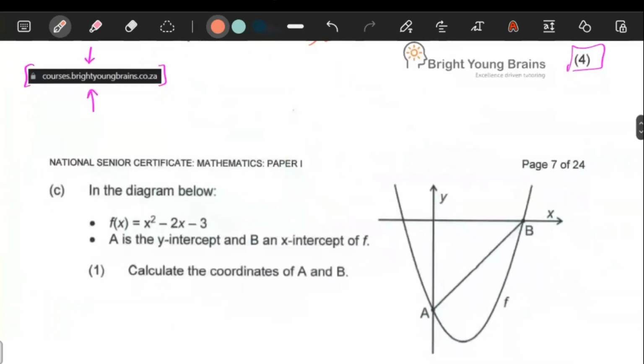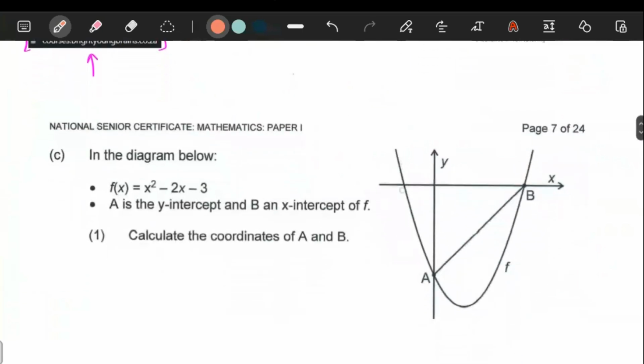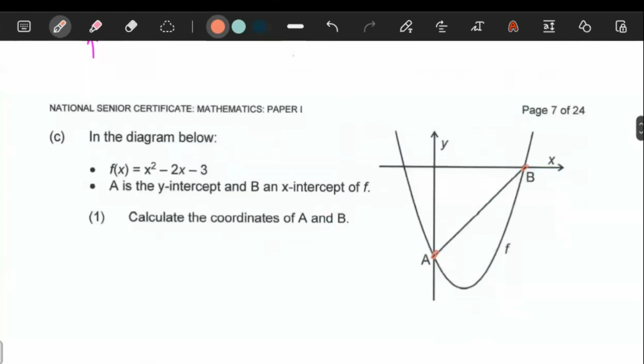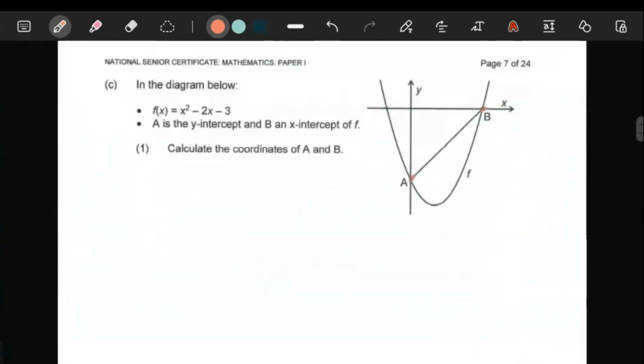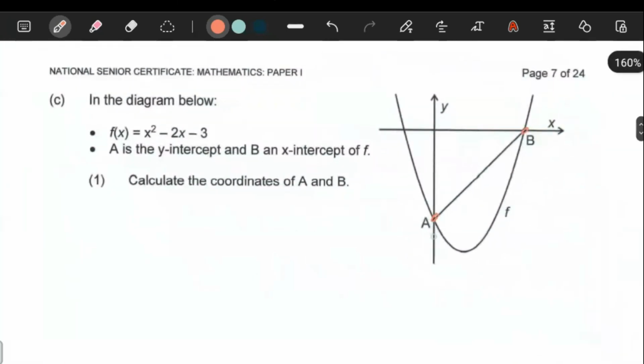Let's see here now. It says, in the diagram below, you have a parabola. They say A is the y-intercept, and B is the x-intercept. Calculate the coordinates of A and B. The one thing I'm always checking before we start is the mark allocation. Fortunately, A and B, it's just the y-intercept and x-intercept.